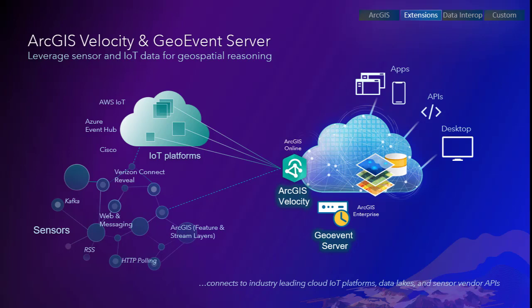ArcGIS Velocity is the extension for ArcGIS Online. It's our SaaS offering for IoT sensors. And GeoEvent Server, along with GeoAnalytics Server, are ArcGIS Enterprise extensions.